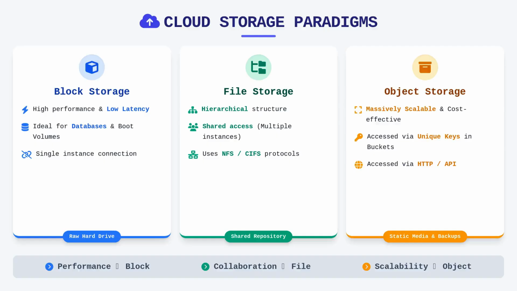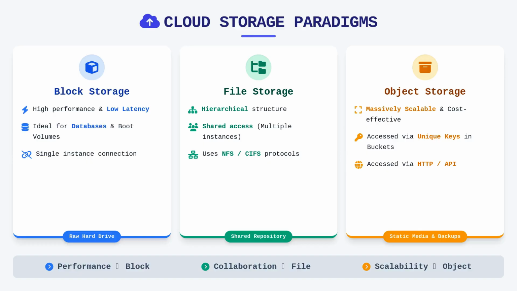When we interact with cloud storage, we typically categorize our requirements into block, file, or object storage, each serving distinct operational needs. Block storage acts like a raw hard drive attached to a virtual machine, providing high performance for databases or boot volumes where low latency and random input-output access are critical. Because the operating system manages the file system on top of these blocks, it remains highly flexible, though it is generally restricted to a single instance connection.